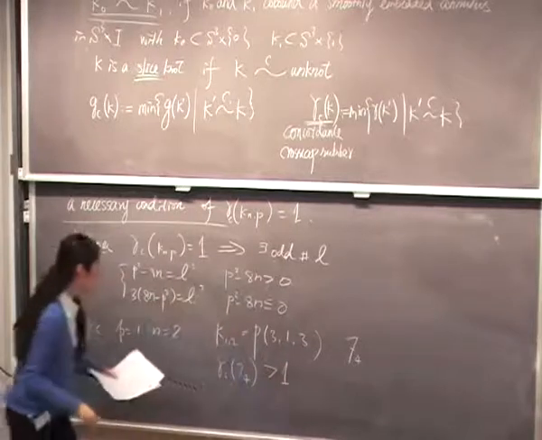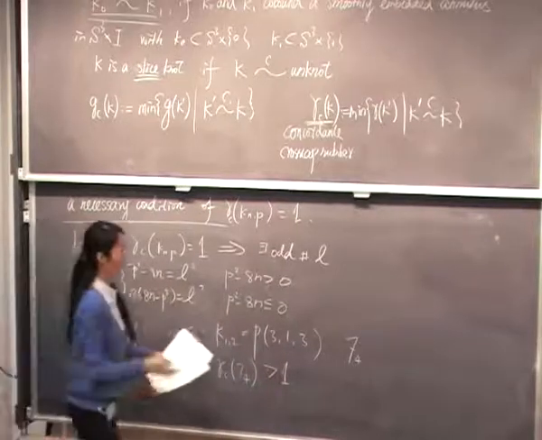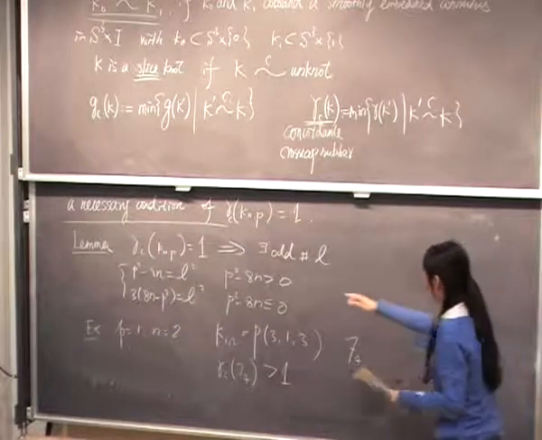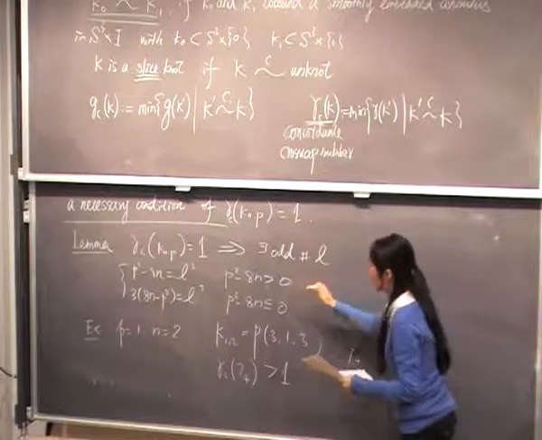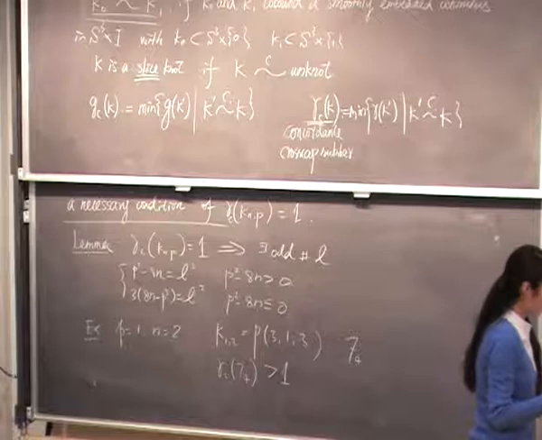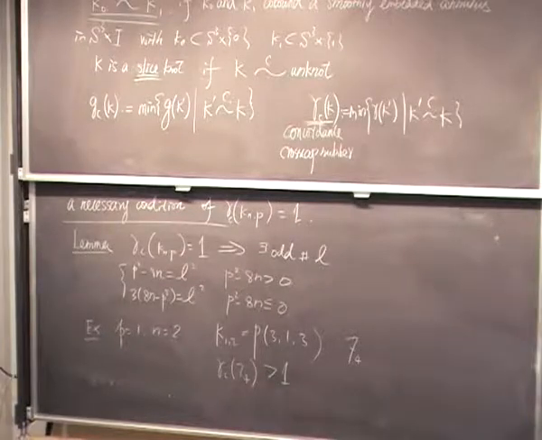bigger than 1. So this is just an example. And actually there are infinitely many knots which don't satisfy this formula. So now I want to give you a sketch proof of the lemma.